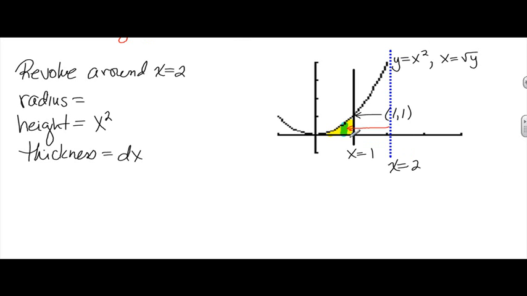The distance from the y-axis to the slice is x. The distance from the y-axis all the way out to x equal 2 is 2. So if you take the entire distance and subtract x, that leaves you with the radius of our cylinder. So this volume can be calculated by taking 2 pi times the definite integral from x equal 0 to x equal 1 of the radius 2 minus x times the height x squared dx.